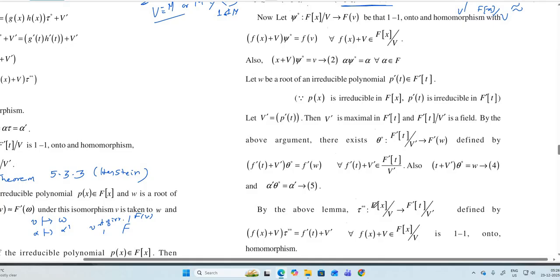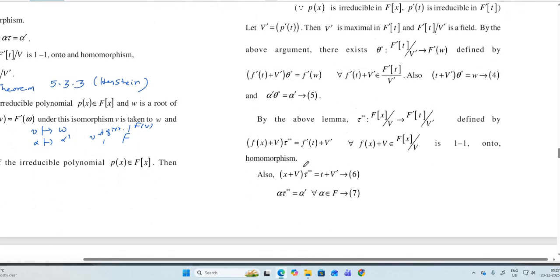And we proved just now that tau double prime is a mapping between these two, and that is a one-to-one onto homomorphism that is defined this way. Now you consider the image of x plus v under tau double star. We proved that this is t plus v prime. And when you consider alpha under tau double star, it is alpha prime, right?